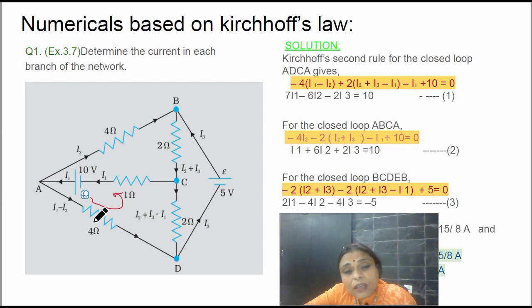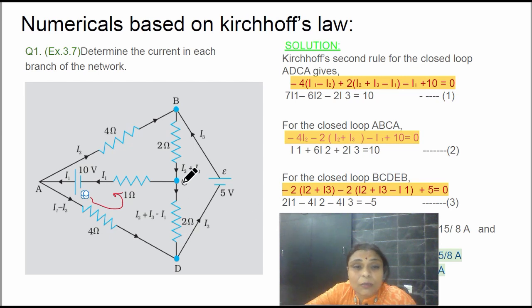From A, we come across the first resistor. Our direction of loop and the current is the same, so it is minus. Minus 4 times I1 minus I2. Then we move ahead to the 2 ohm resistor. Again, we are going in this direction, current is in this direction, so it is plus. Plus 2 times this current, 2 times I2 plus I3 minus I1.